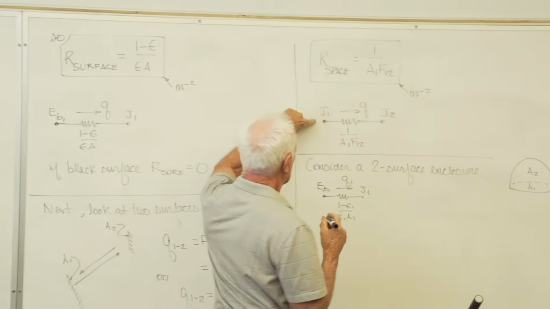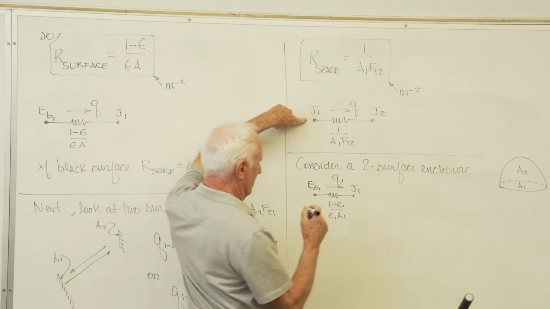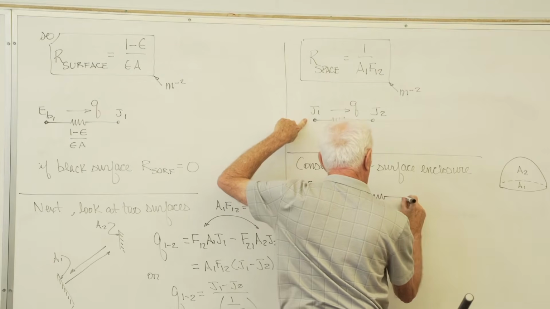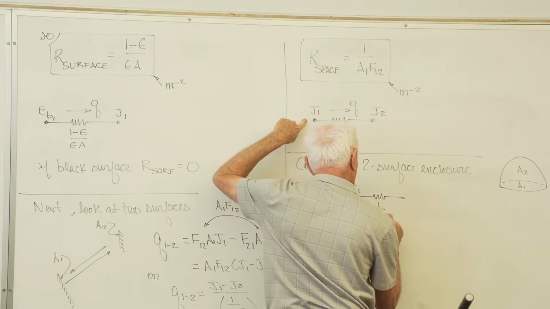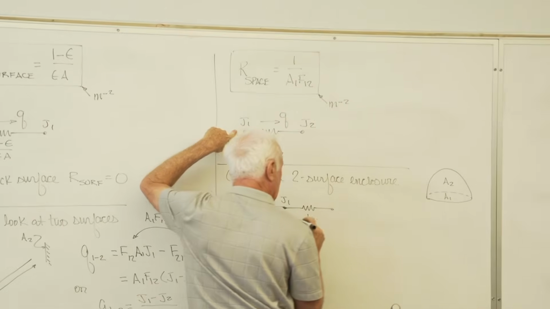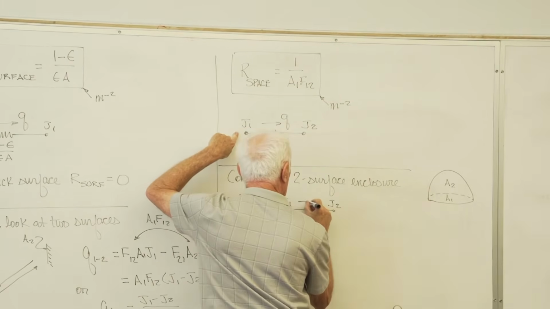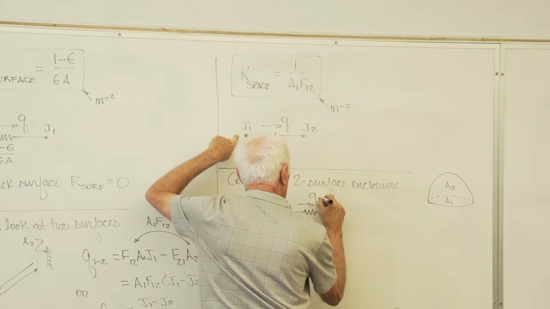What do we start with? There it is right there, J1. Put the resistance here. What's the resistance? 1 over A1 F12. Got it. Then J2, and Q12.